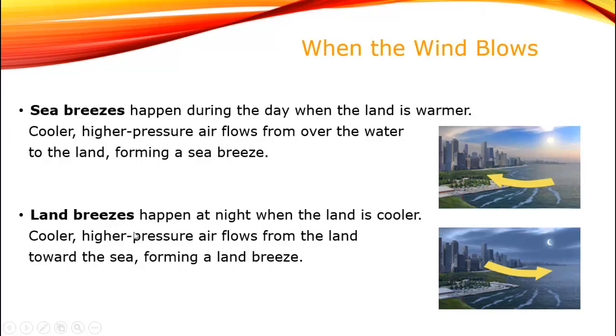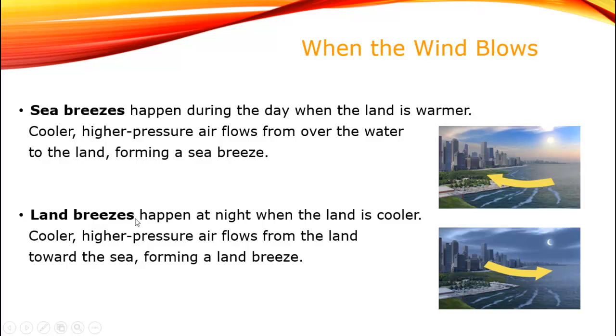What's the difference between sea breezes and land breezes? Sea breezes happen during the day when the land is warm. When the land is warm, the sea will be cool. So the air will move from the cold area to the warm area, from the sea to the land. So it is called a sea breeze. The cooler, higher pressure air flows from over the water to the land, forming a sea breeze. Again, the sea breeze happens during the day.